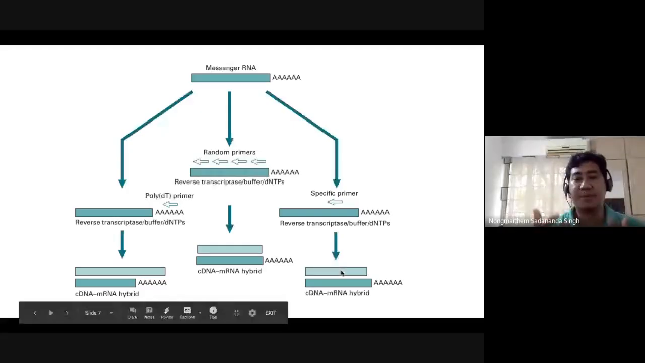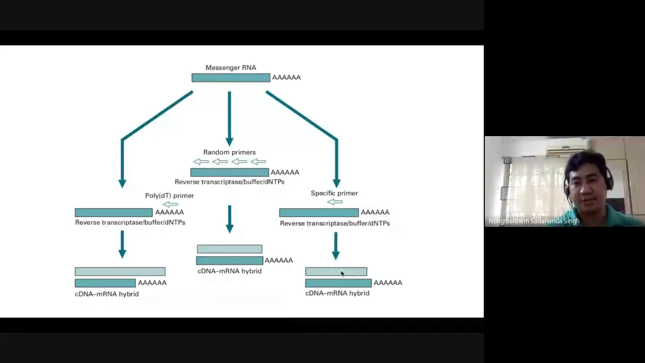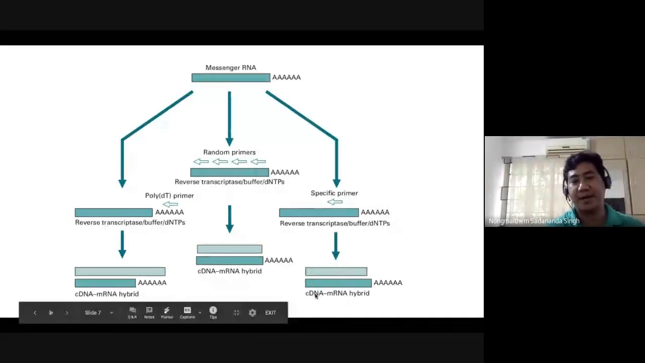cDNA library. This generates the first strand of DNA, which is complementary to the mRNA. That's called a cDNA-mRNA hybrid.